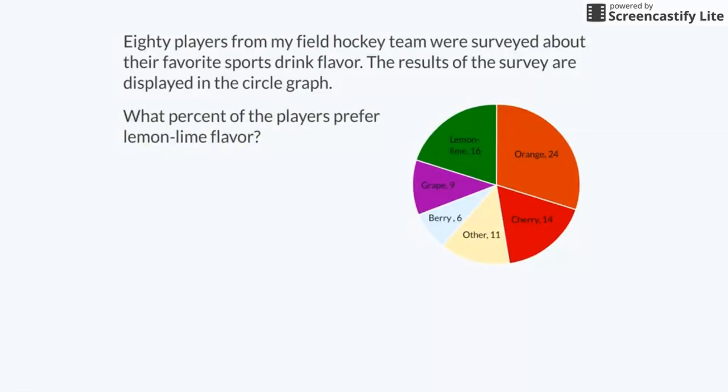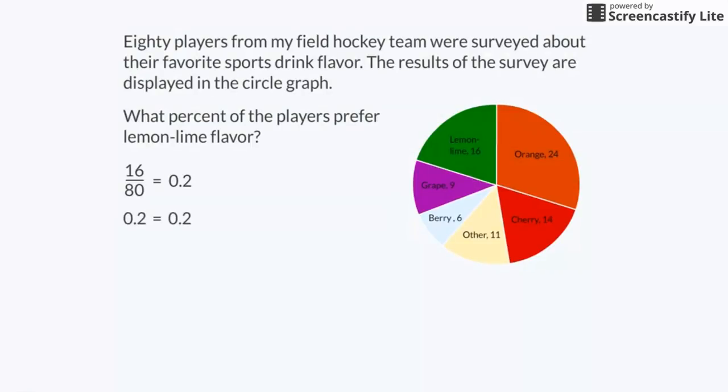What percent of the players prefer lemon lime flavor? I want to find the percent of players that prefer lemon lime sports drink. 16 players out of the 80 surveyed prefer lemon lime flavor. I need to convert the fraction 16 over 80 to a decimal by dividing or using a calculator. Then I can write the decimal as a percent. 16 divided by 80 equals 0.2.